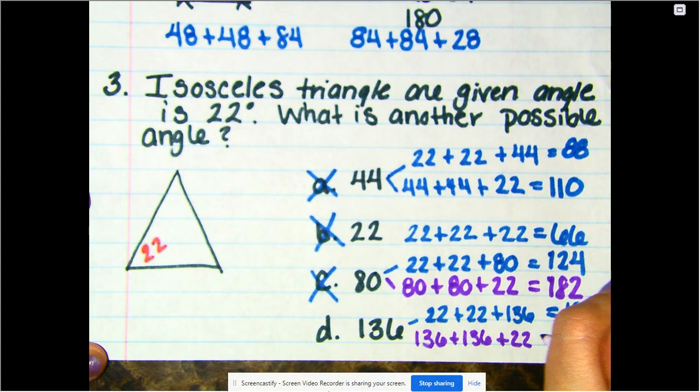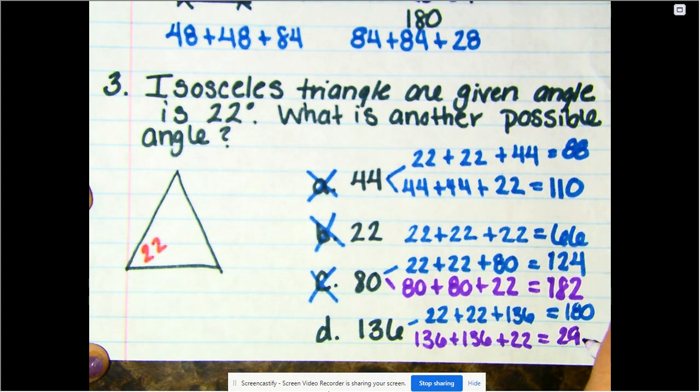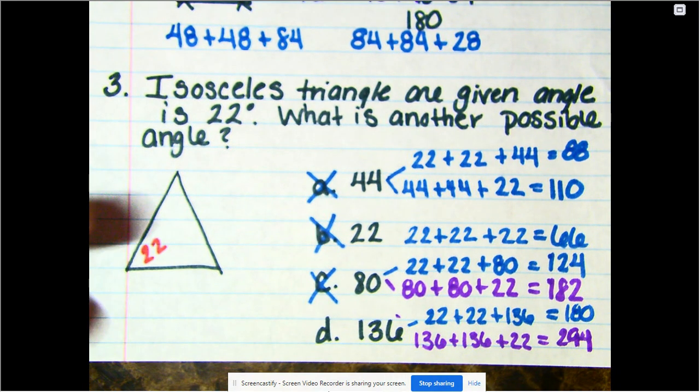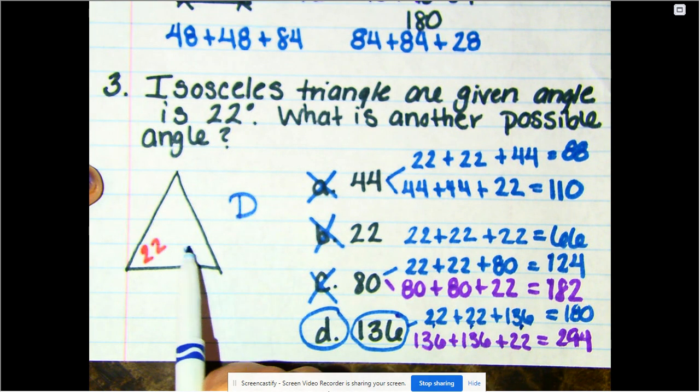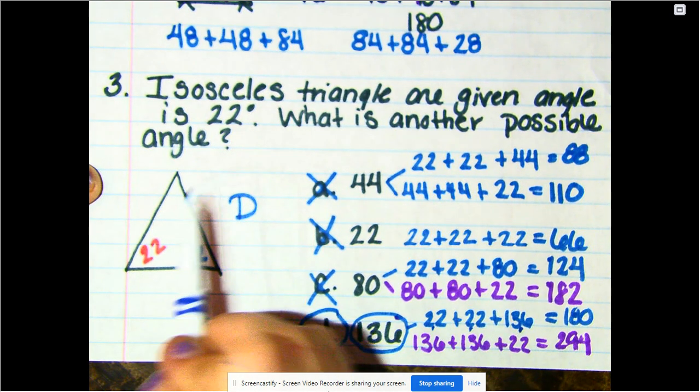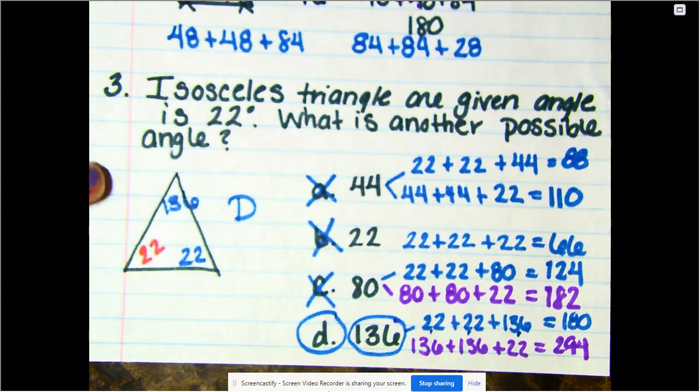That one happened to come out to be 294, but that is okay, because within the same angle measurement, I had the option of it being 22, 22, and 136. That came out to be 180, so D is my correct answer. So 22 was the one that repeated, and 136 was the piece that was also missing.